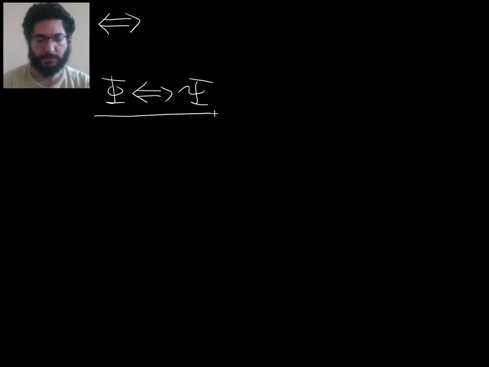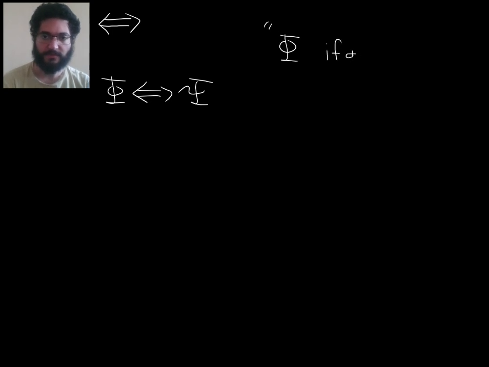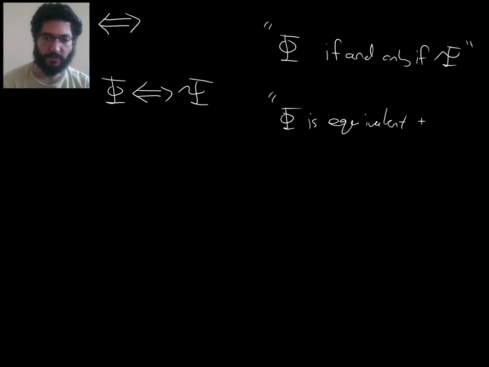Let's talk about logical equivalence, or if and only if. So the grammar is just that you put propositions on either side, and overall you get a proposition. And the meaning, the way to interpret it, is phi if and only if psi. Or you can say phi is equivalent, not equal, equivalent to psi.